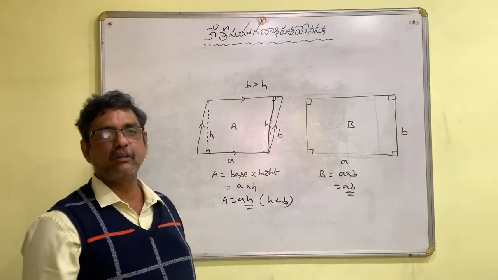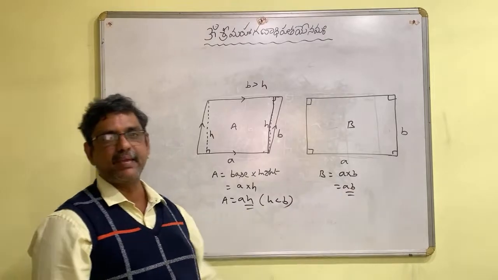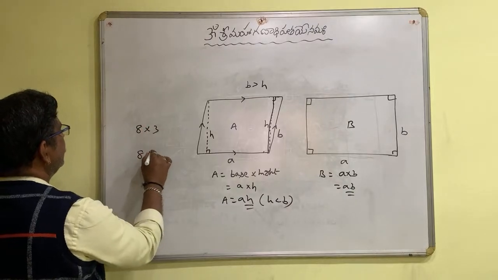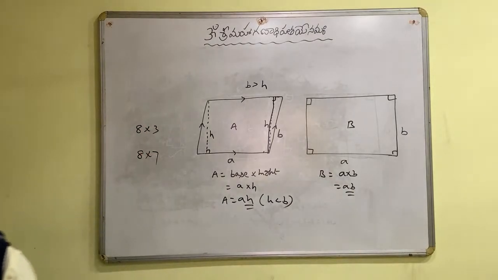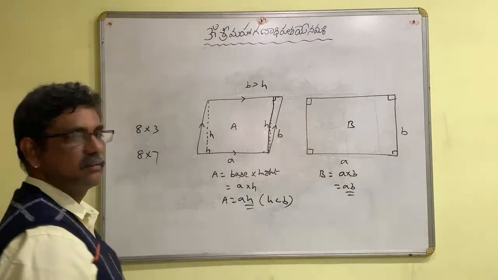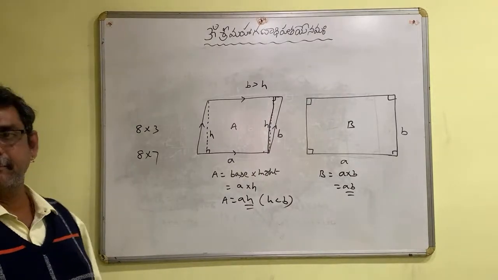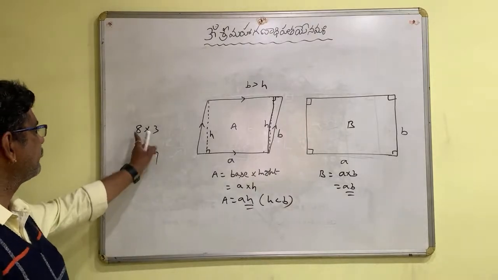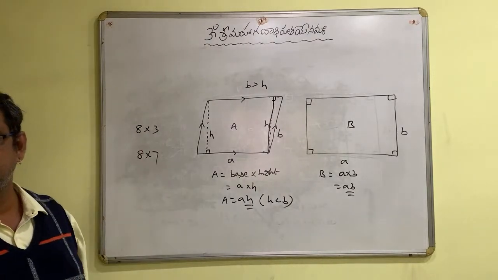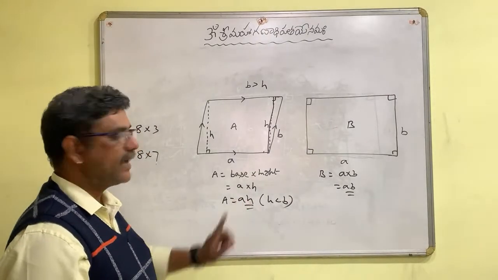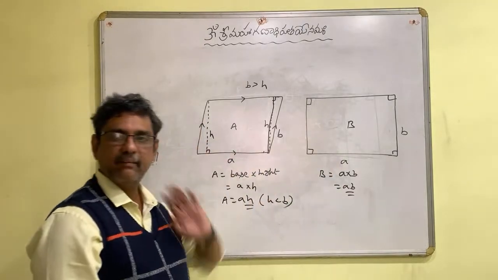రెండు ఏరియాలు మల్టిపుల్స్ ఆఫ్ A into H, A into B. ఇప్పుడు మీరు చెప్పండి 8 into 3 ఎక్కువ 8 into 7 ఎక్కువ? ఏది ఎక్కువ? Which is greater? Both are multiples of 8 only. 8 into 3, 8 into 7. But 8 into 7 is greater than 8 into 3. Here also A into H, A into B.